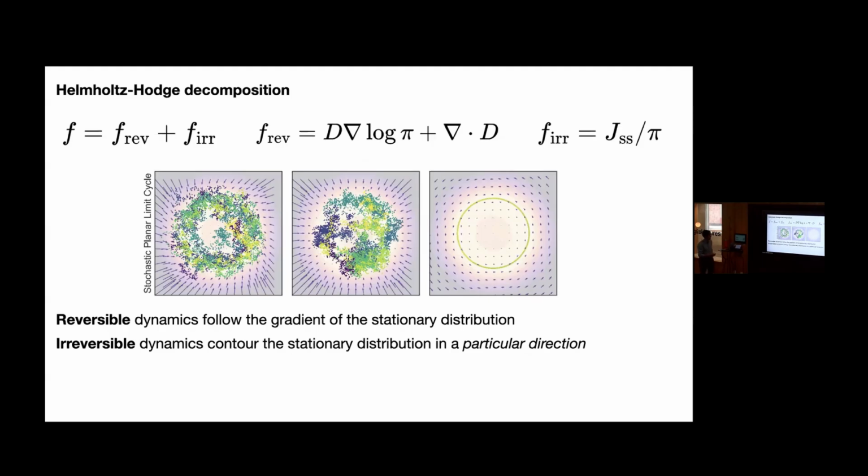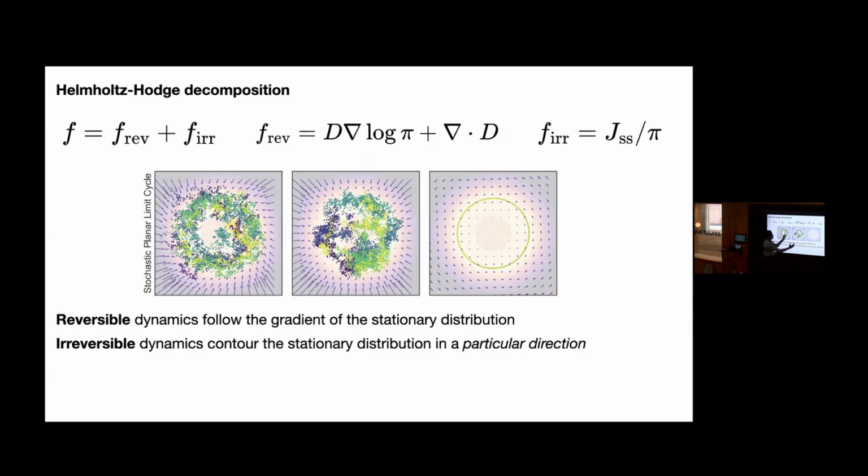All right, one more mathematical tool that we'll need is the Helmholtz-Hodge decomposition, which tells you that any non-equilibrium steady state can be split into 2 parts, reversible dynamics and irreversible dynamics. Okay, so again, we'll use this example of the noisy limit cycle. We're going around the limit cycle with noise.